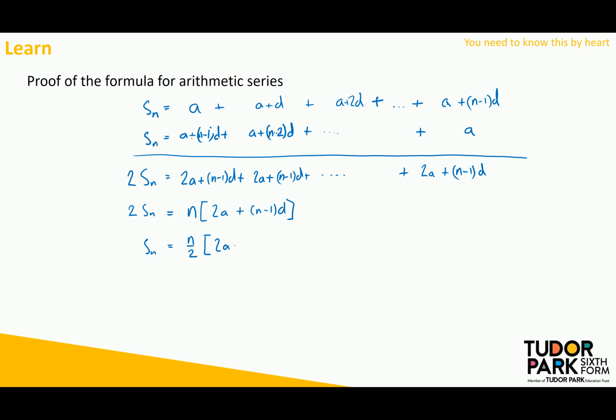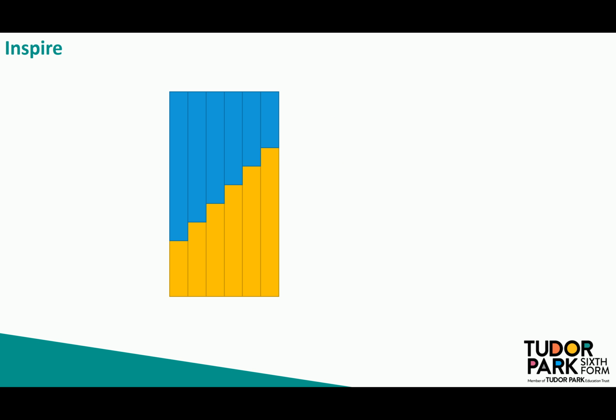2 lots of the first term plus n minus 1 lots of the difference. Now there is a slightly different arrangement of this formula, which I'm just going to show you now by writing this down as follows: a plus n minus 1d. Now this goes back to what I was showing you in the previous diagram here, where this is my first term, a, and this is my last term, L.